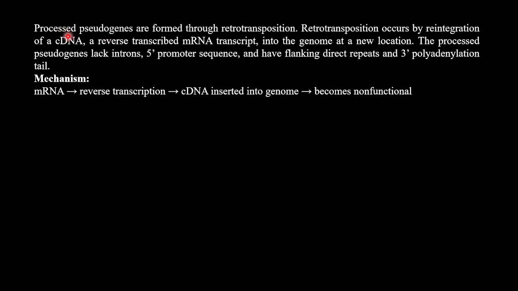So processed pseudogenes are formed through retrotransposition. Retrotransposition occurs by reintegration of the cDNA into the genome at a new location. Okay. So unprocessed means there is no processing, there is no RNA, no cDNA, nothing is formed. And because of that, they have introns. In case of the processed pseudogenes, they are processed. So there is RNA, cDNA is formed. So they lack the introns. But they have the poly A tail.